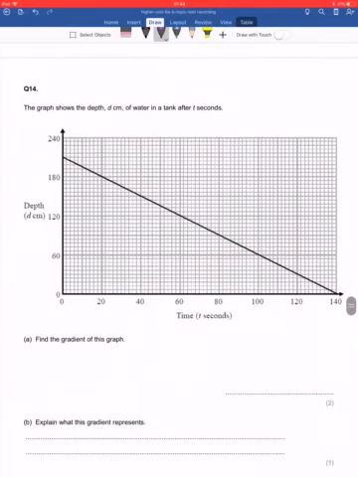Okay, question 14. Again, just read the scale carefully. I think that's 210. That's 140. What's the gradient? It's decreasing, remember, so it's gone minus 210 over 140, which is minus 21 over 14, and hopefully you can see that 7 goes into them, so it's minus 3 over 2.